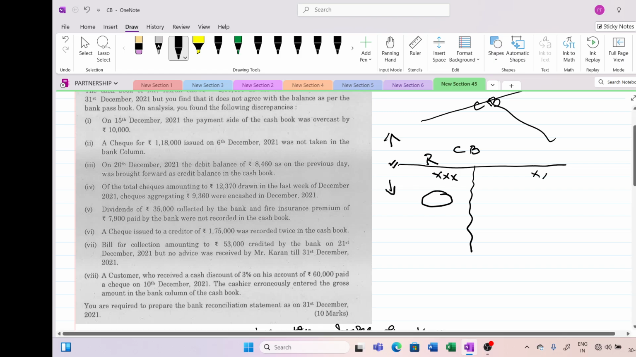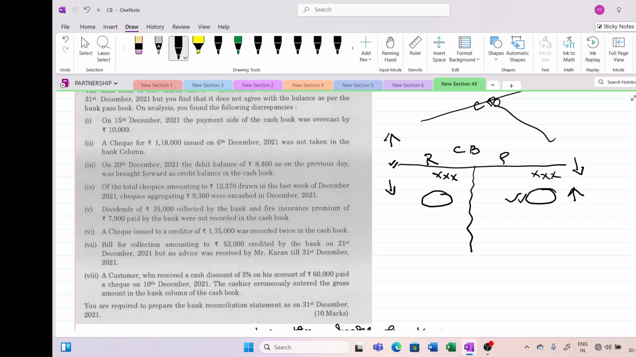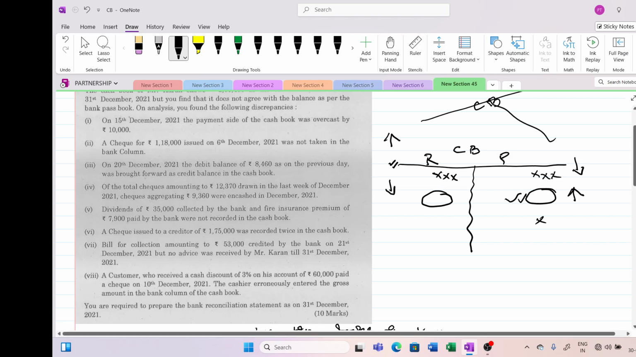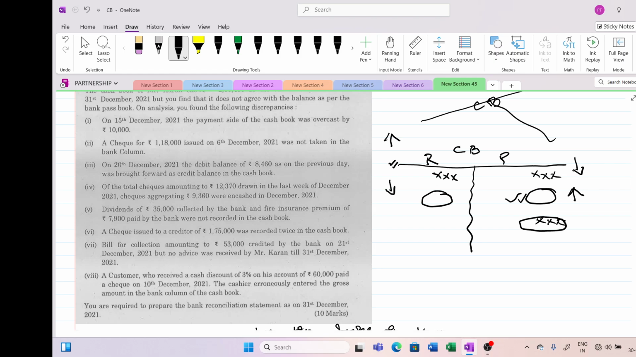And if you are writing anything on the payment side, you are reducing your balance. If you are not writing anything, you are increasing your balance. Only these are the fundamentals you must understand. If you forget to write any payment, you are showing increased balance in your cash book. If you write anything which should not be written, or you write anything two times, you are decreasing the balance to that extent.